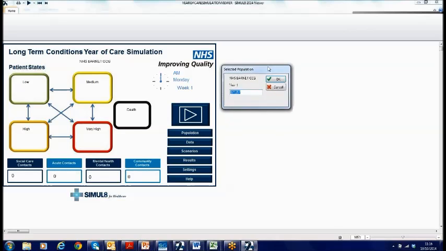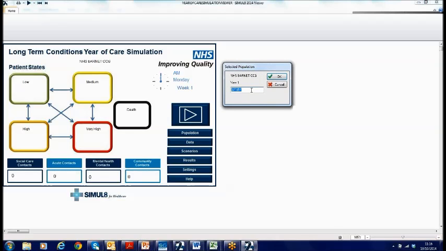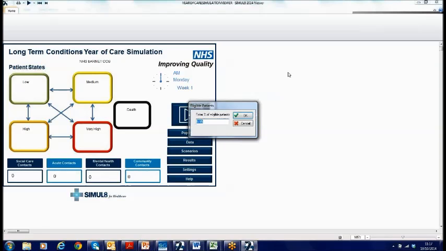So this tells me the current population of Barnet. Anybody who's from Barnet who thinks that number is wrong, that's absolutely fine. You can just change it. There we go. Very, very straightforward to do. So I'll click OK here.